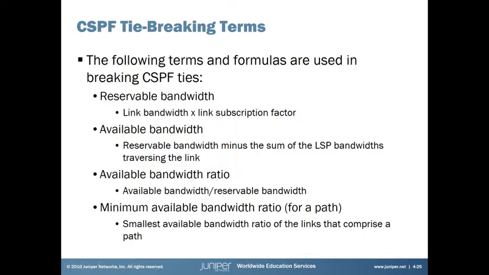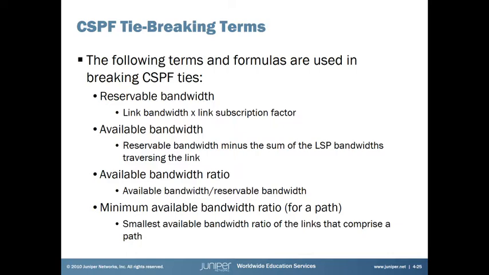How do we make a decision? The following terms are used in our tie-breaking formula. We have reservable bandwidth, which is the link bandwidth times a link subscription factor. We have available bandwidth, so reservable bandwidth minus the bandwidth that's already been allocated to other LSPs. The available bandwidth ratio is the ratio of the available bandwidth to the reservable bandwidth.